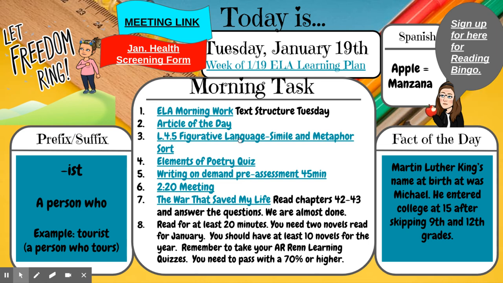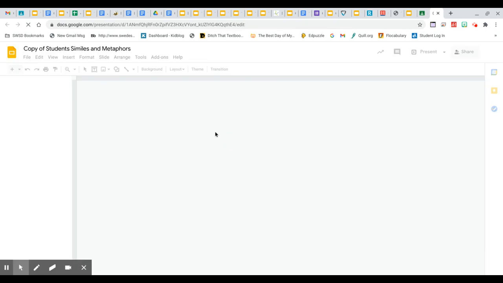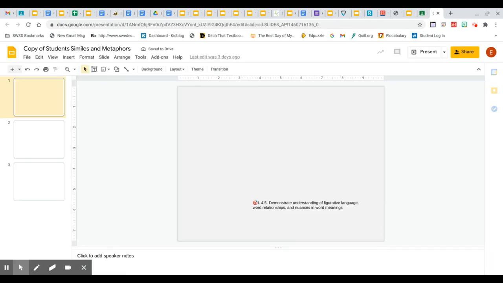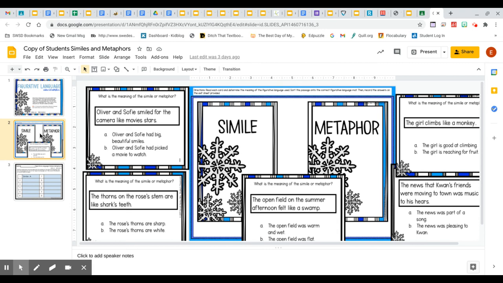All right. Then once you're done with that, you're going to go into your similes and metaphors sort. Remember, similes and metaphors compare two different things. Similes use like or as. Metaphors just state that it is that, with a verb of being: is, was, am, were.